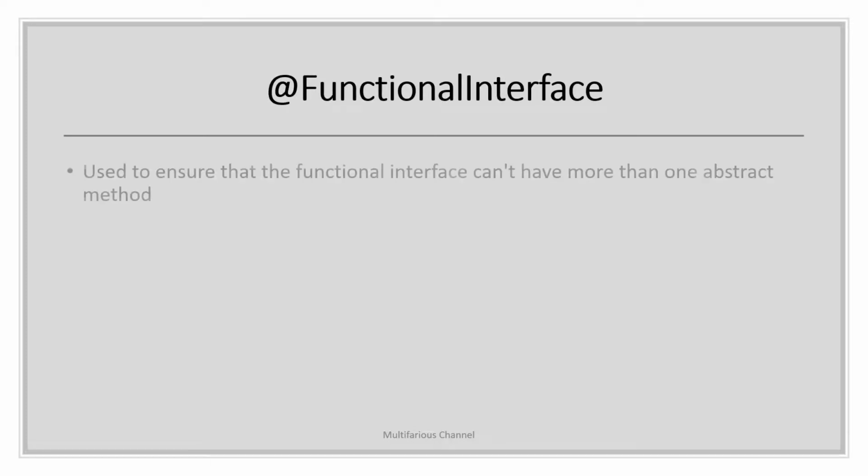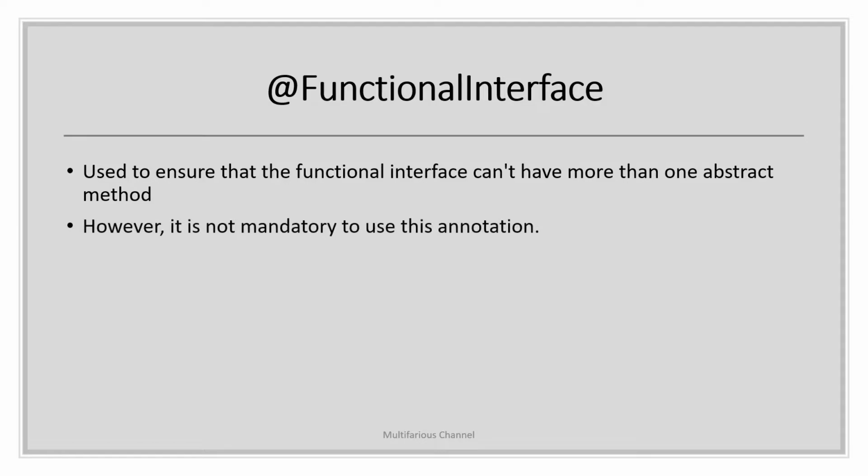Now let's look at the functional interface annotation in Java. This annotation was introduced in Java 8. It is used to ensure that a functional interface can't have more than one abstract method. So whenever you add this annotation on top of any interface declaration, you are explicitly declaring that this interface is a functional interface. Though it is optional, when you mention it along with your interface declaration, the Java compiler ensures that the interface has only one abstract method.